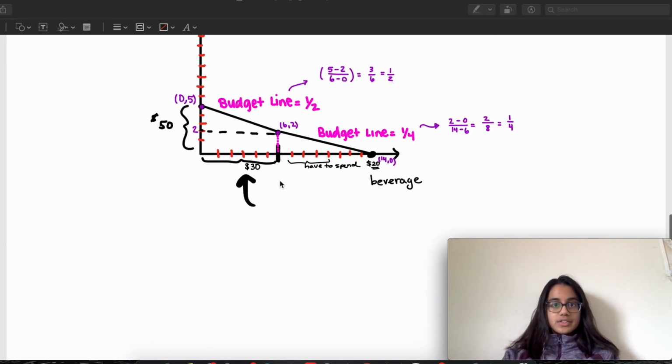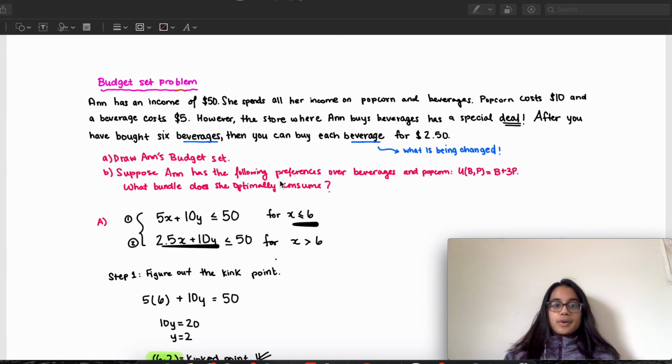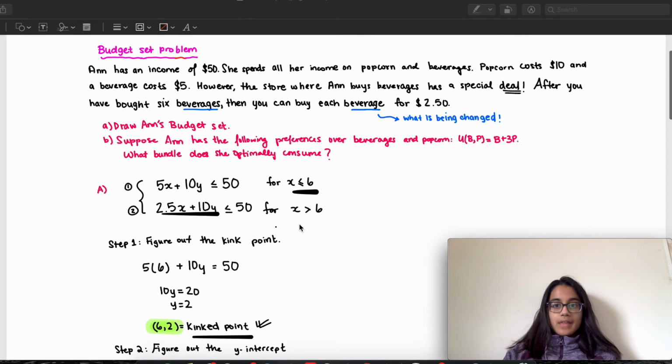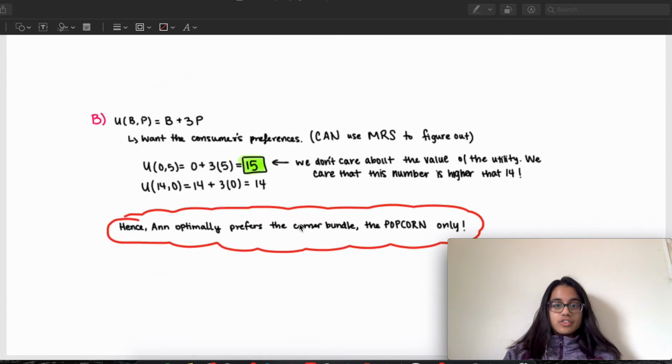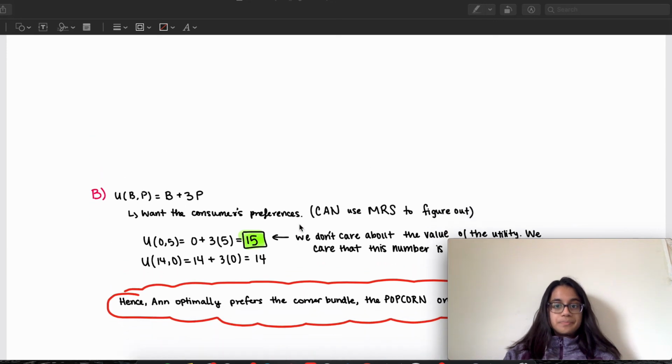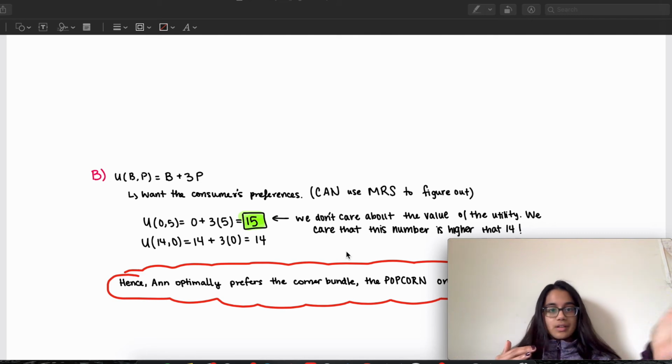We're going to start our part B, and B was, suppose that Anne has these following preferences over beverage and popcorn, and this is a utility function. So what bundle does Anne optimally consume, right? For this problem, you do not have to compare the marginal rate of substitution to the price ratio because of the fact that it's a perfect substitution. You don't really have to do that here.